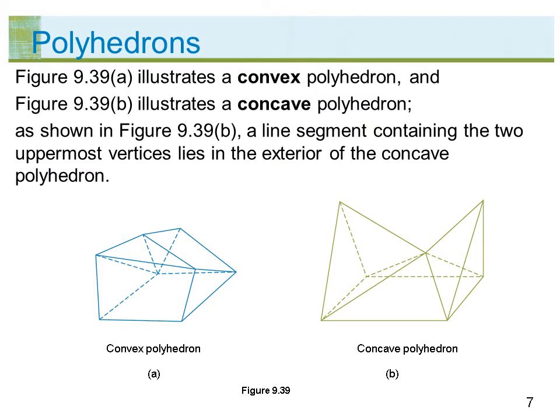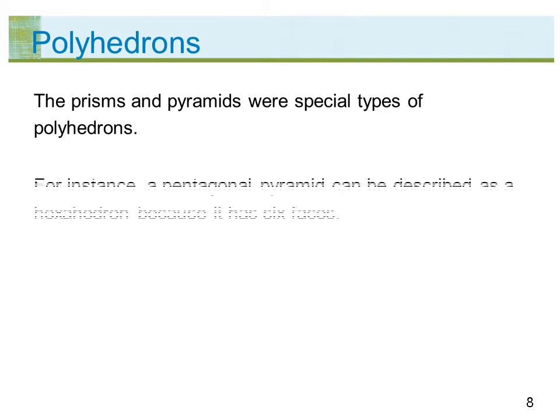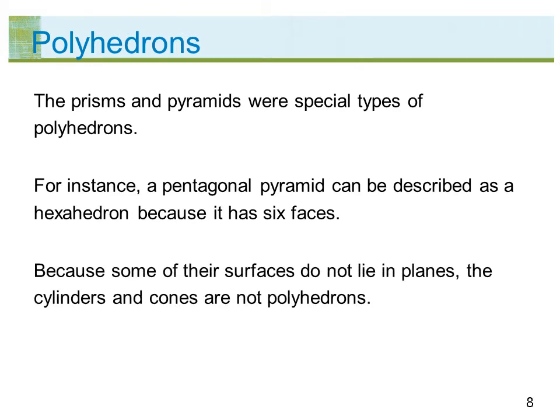As shown in Figure 9.39b, a line segment containing the two uppermost vertices lies in the exterior of the concave polyhedron. The prisms and pyramids were special types of polyhedrons. For instance, a pentagonal pyramid can be described as a hexahedron because it has 6 faces. Because some of their surfaces do not lie in planes, the cylinders and cones are not polyhedrons.